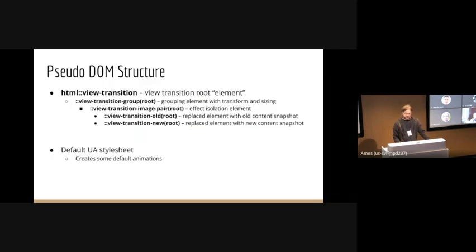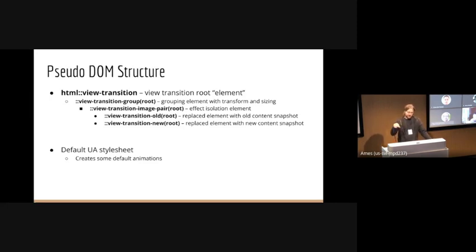When you call this, we create a pseudo DOM structure that looks like this. It's a tree, and it has five or six pseudo elements that serve different roles. Starting from the deepest point, the view transition old and view transition new represent the snapshots of the old page, which is just a pixel snapshot, and a live snapshot of the new content. And by live, I mean if the DOM is updated, this snapshot will also be updated to reflect that.